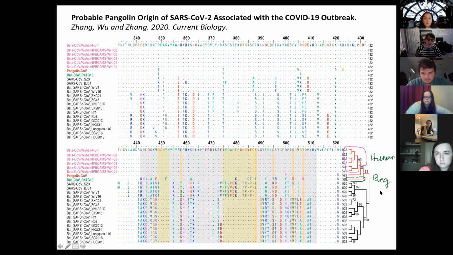Is this the same as the phylogeny we were just looking at? No. It's saying something like, well, the pangolin has the same protein at this, or a more closely related spike protein to the human than the bat covey.